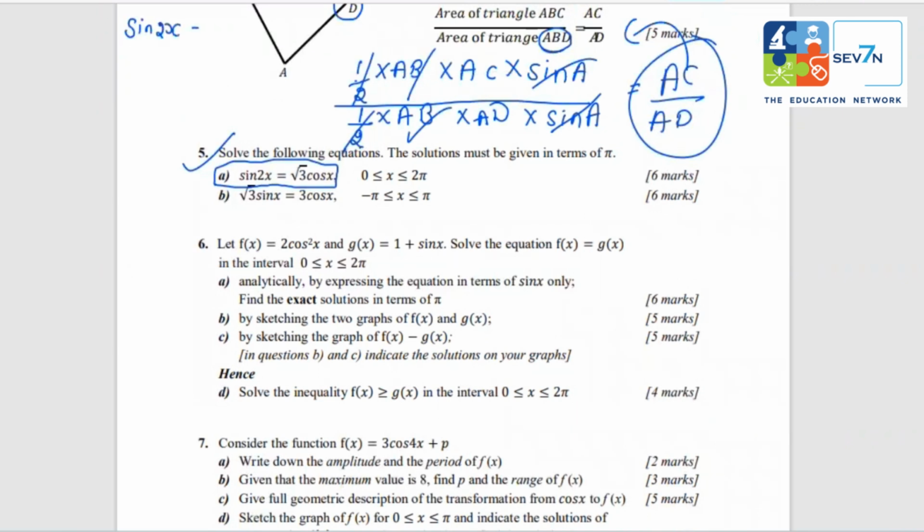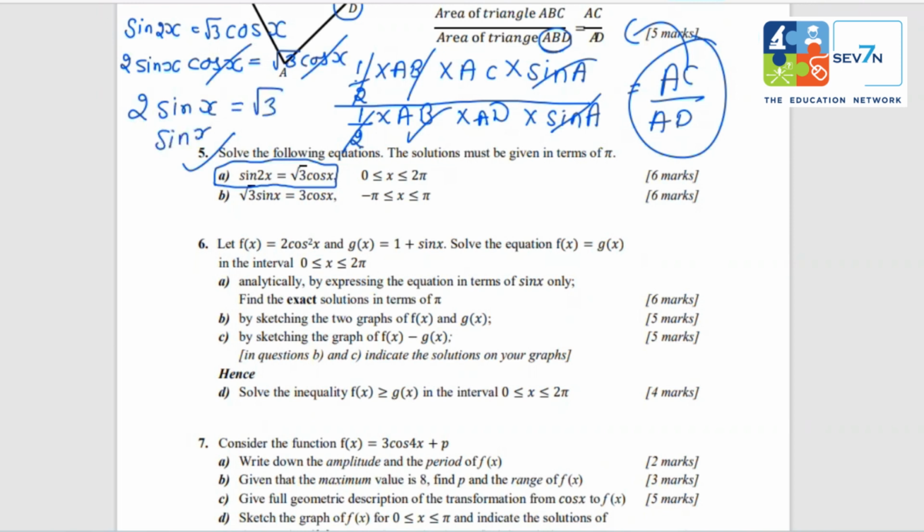Sine 2x is equal to root 3 cos x. Yeah. So we can rewrite sine 2x. Yes. Can I write 2 sin x cos x? Yeah, 2 sine x cos x, and put this equal to root 3 cos x. Can I write this cos x on the right hand side only, and cos x is cancelled? So it's 2 sine x is equal to root 3. Sine x is equal to root 3 by 2, which is sine 60. Very good. Yeah, so not sine 60, sine pi by 3.